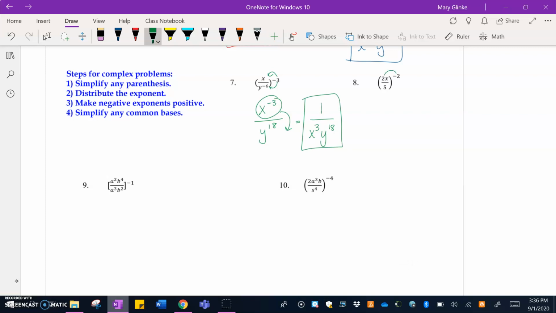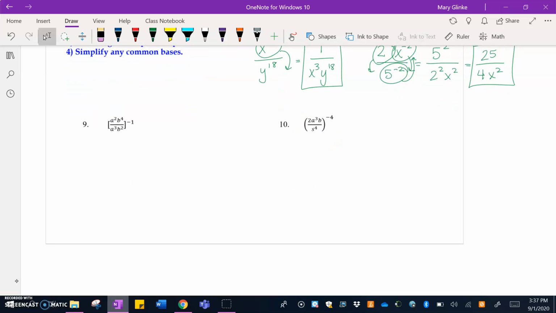For the next one, we're going to go ahead and raise everything to the power here. So it's 2 to the negative 2, x to the negative 2, and 5 to the negative 2. Anything that has a negative exponent is going to move, which in this case is everything. So 2 to the negative 2 goes to the denominator and becomes 2 to the positive 2. We have x to the positive 2 now moving to the denominator, and 5 to the positive 2 now moving to the numerator, and we can take care of these numbers now. 5 squared is 25, 2 squared is 4, and we have x squared.